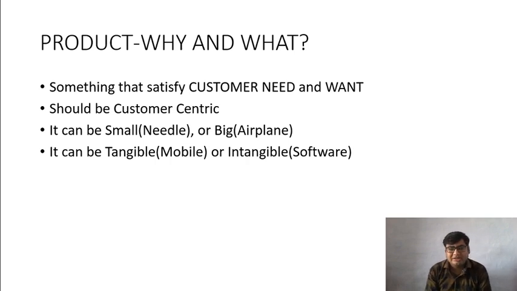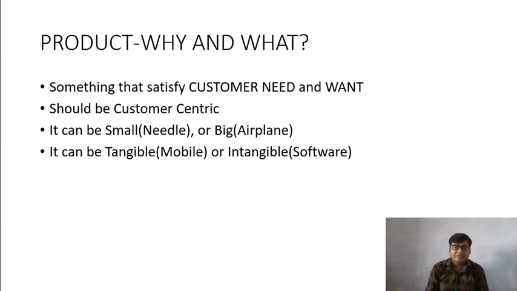Now product can be something very small. For example, say needle, which is a very small product. It has only one part. There are no multiple parts, only one part, and it is also a product because that needle satisfies some customers' need. And it can be as big as an airplane. Airplane has millions of parts, very complex product, but it is also an example of product because it satisfies customers' need.